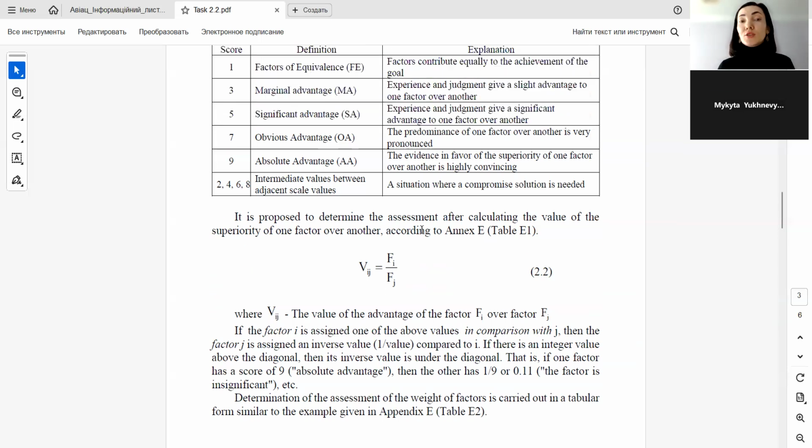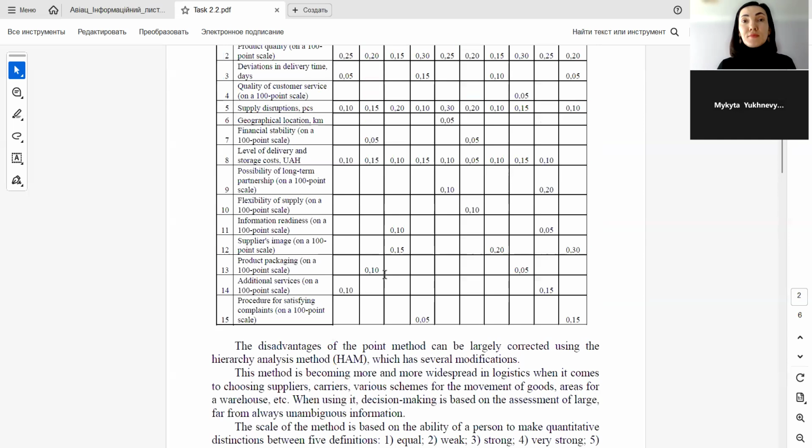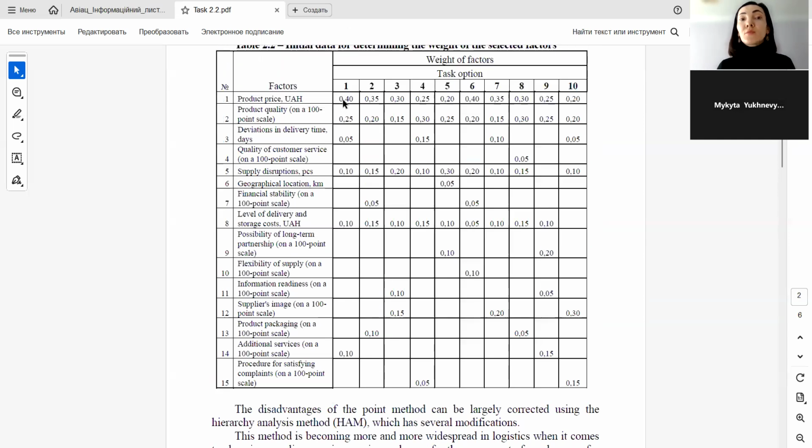Now I open this table. For example, for the first variant, it will be 0.40 divided by 0.25. You find the meaning for your variant. Calculate it, leave 2 digits after the point, it's okay. 2 points after the comma. Okay, find it.